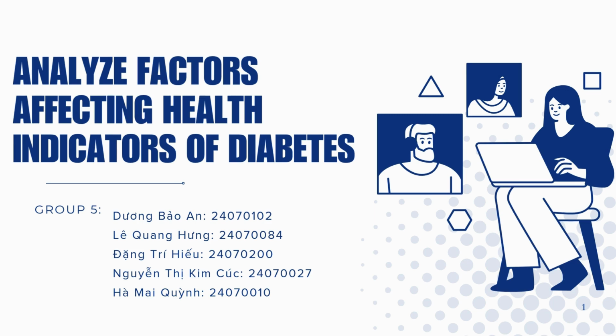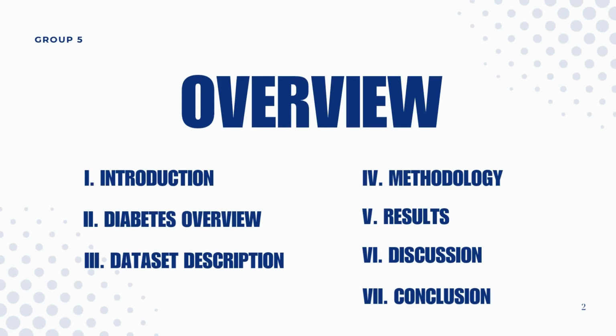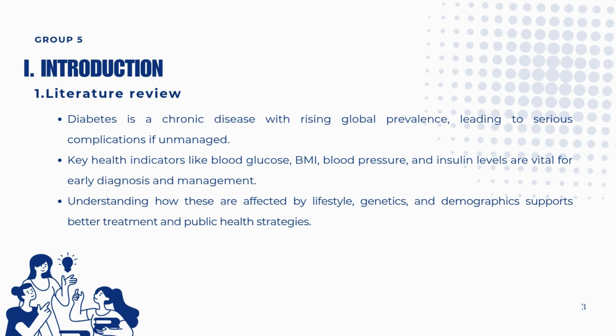So the first is the overview. We have seven big parts here. The first one is the introduction. The second one is the diabetes overview, then dataset description, methodology, results, discussion, and conclusion. First is the introduction, and we'll come to the small parts of the introduction.